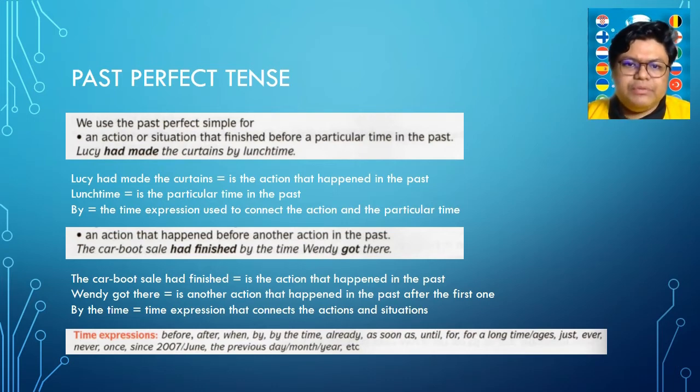And another usage of past perfect simple is an action that happened before another action in the past. Maksudnya ada dua action. Okay, satu datang dulu, satu datang kemudian. So yang datang dulu ni kita boleh gunakan past perfect simple. Okay, so macam mana kita nak differentiate, nanti saya akan explain. So let's move on.